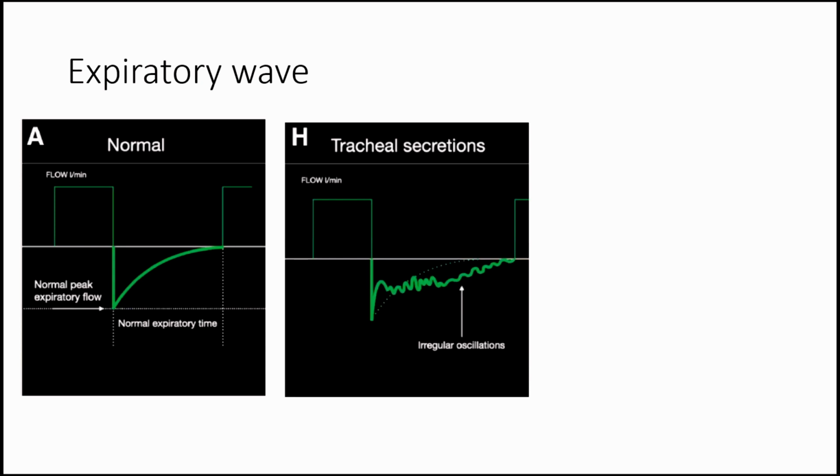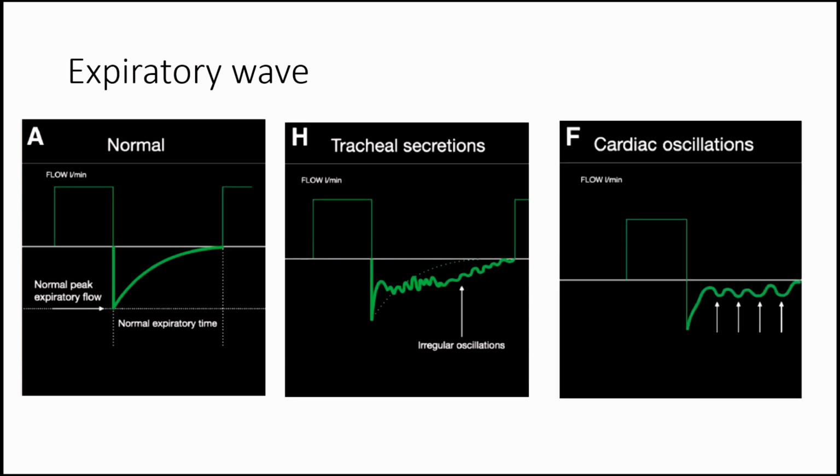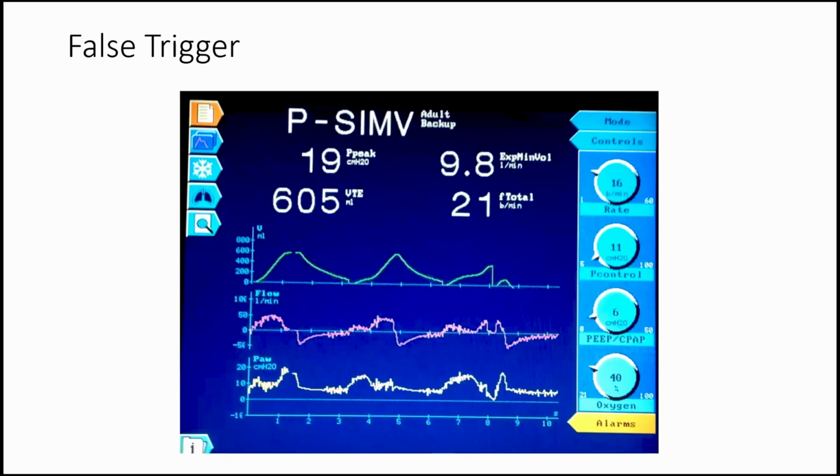But you may see, when you examine the expiratory wave like this, an irregularity on the way, which may be tracheal secretions or sometimes water in the tubing. Or it could be very regular like this, which may be a cardiac oscillation. So this is a figure where you see the lines are very, very irregular.